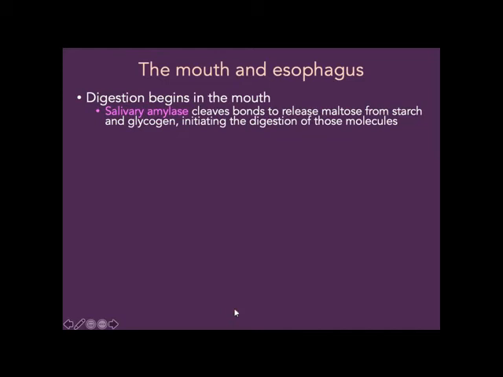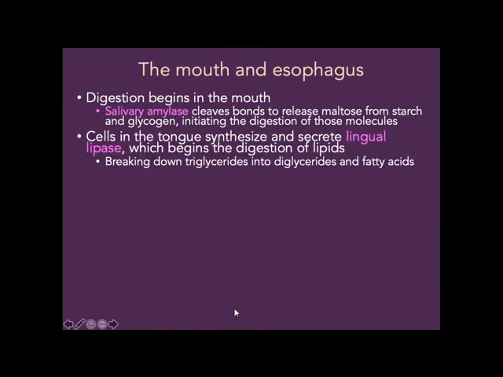And it is also involved in breaking down the bonds between glucose molecules, right? So starch is made up of a whole bunch of glucose molecules. Maltose is just 2 glucose, right? So salivary amylase is breaking the bonds to release little maltoses from longer chains of starch or glycogen. And so that initiates the digestion of these molecules.